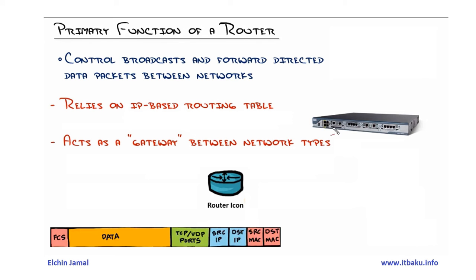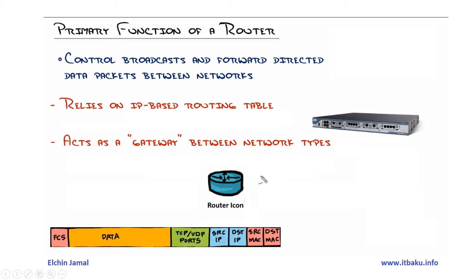Routers. What does a router actually do? It controls broadcasts and forwards directed data packets between networks. As you know, switches work with broadcasts. Switches send broadcast signals, but routers don't send broadcast signals. They block broadcast signals, so they control broadcast signals. For example, if a switch is sending a broadcast signal to the router, the router cannot forward these broadcast signals to all its ports. It's impossible. It blocks it and forwards unicast, for instance, signals to the other networks.